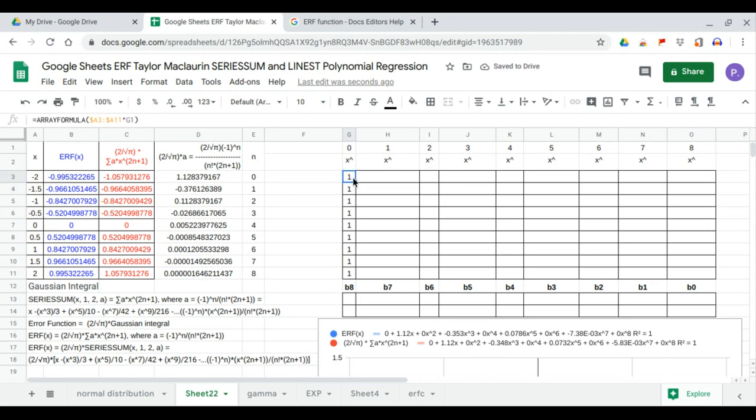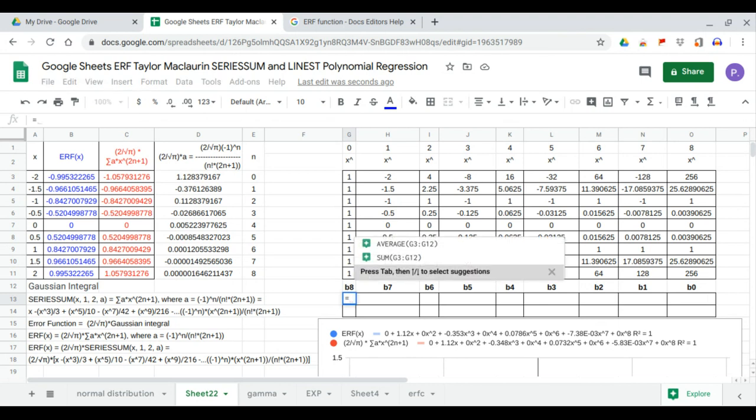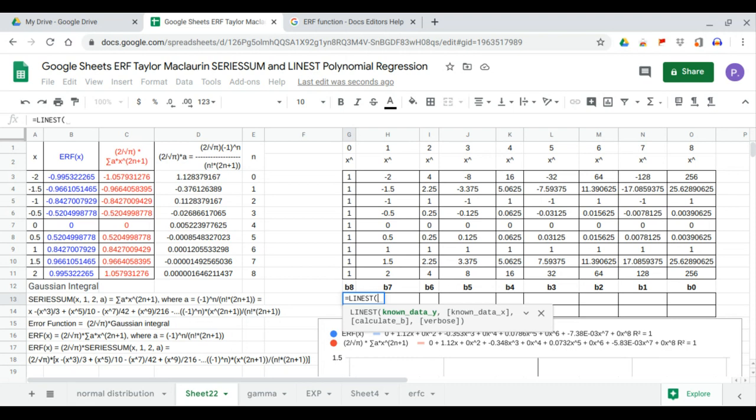So we go to the x column. That's the x column, matches to our x values here. Next, we generate the x squared column, x cubed column, and so on. Now we can calculate the LINEST. Let's begin with the Erf function itself. So LINEST data y and data x.